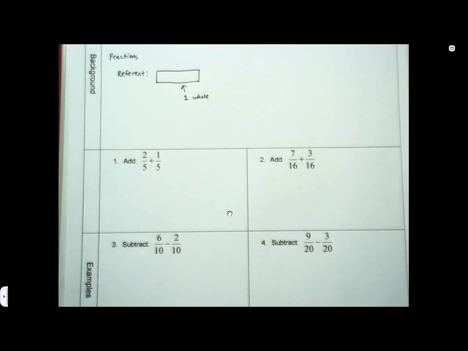Whenever we're working with numbers or fractions, it's always important to remember that there's a referent. In other words, there's something we're referring to. When I'm saying 2/5 or 1/5, 2/5 of what or 1/5 of what? It's really important that we consider this because, again, in math, a lot of times we're only adding things together that have the same size and same shape.